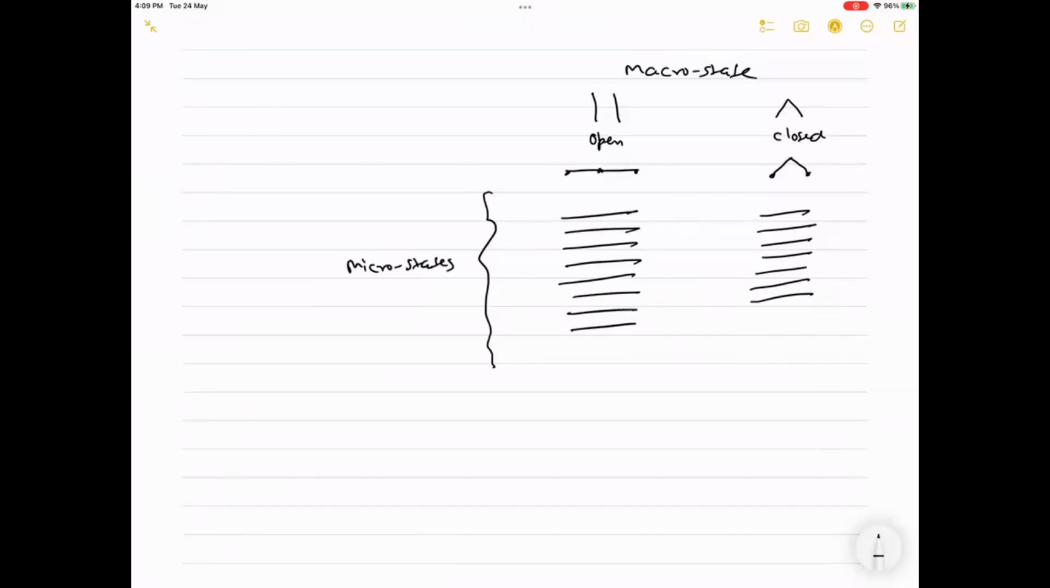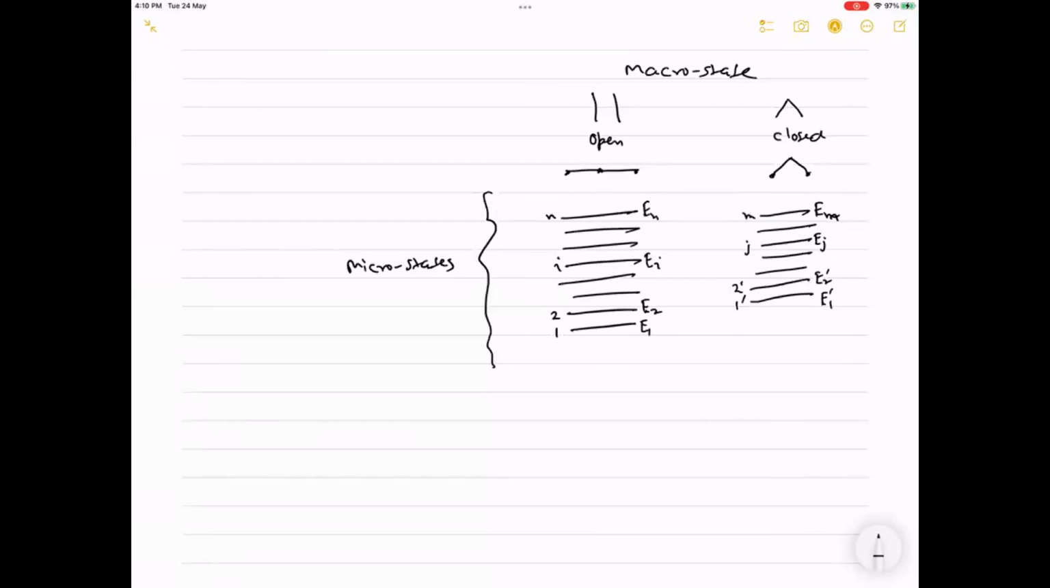Now let's say this is state 1 with energy E1. This is state 2 with energy E2. This is state i with energy Ei. This is state N with energy En. Similarly, let's say this is state 1 dash with energy E1 dash, state 2 dash with energy E2 dash. Let's say this is state j with energy Ej, and this is state M with energy EM.